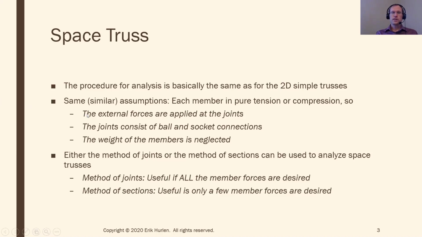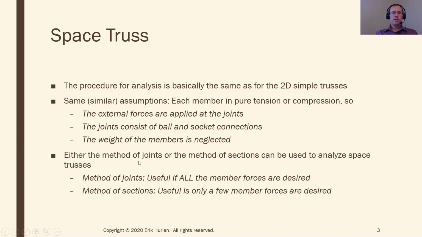Any external force is applied at the joint, so I don't have any forces between joints acting on members. Each joint is going to consist of a ball and socket connection. So a ball and socket connection is basically a 3-dimensional pin connection. So it's going to allow rotation, but it's not going to allow any movement in the X, Y, or Z directions. And then the weight of the members is neglected as well. And so that should be enough to make every member be in pure tension or compression so that the forces lie in the same direction as the members themselves.